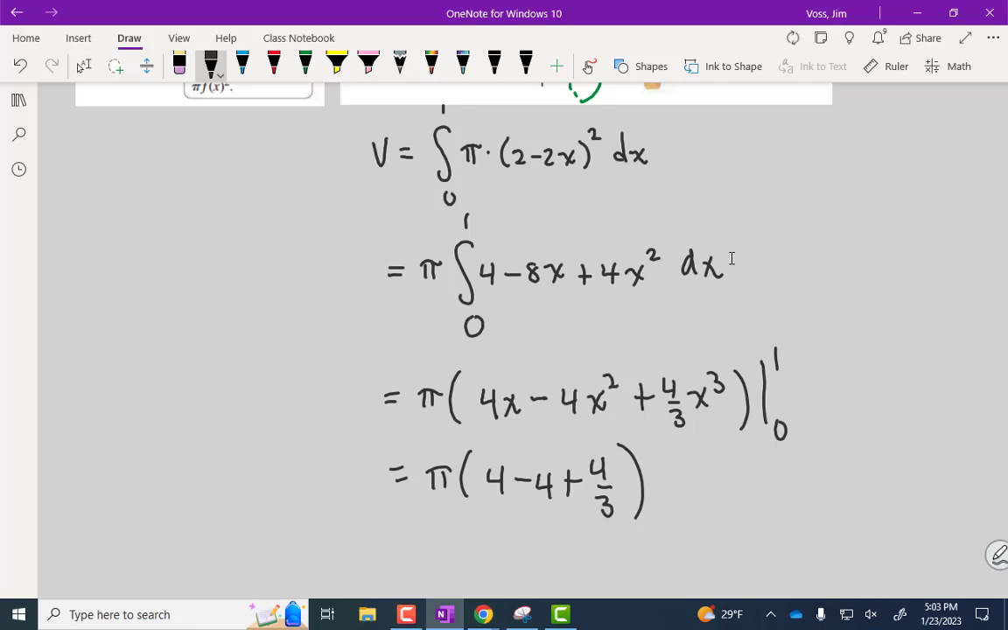Plugging in 1, we just get the coefficients. Plugging in 0 gives nothing. So we end up with 4 pi over 3.